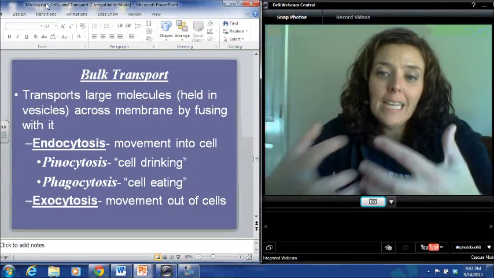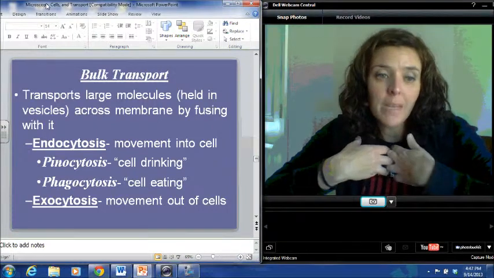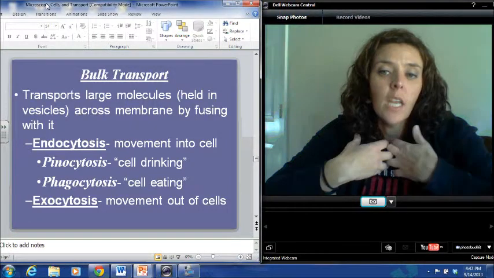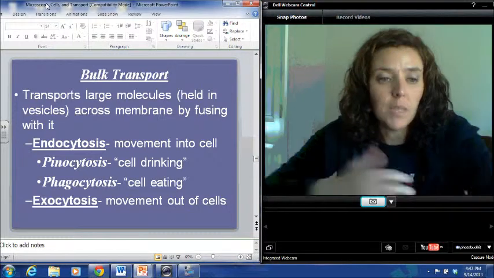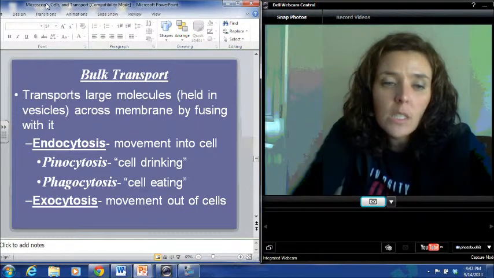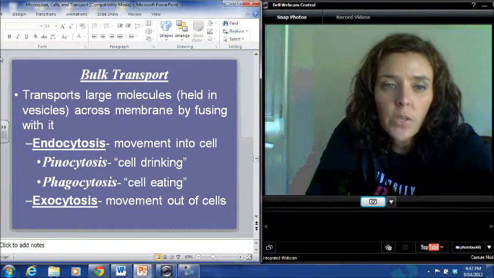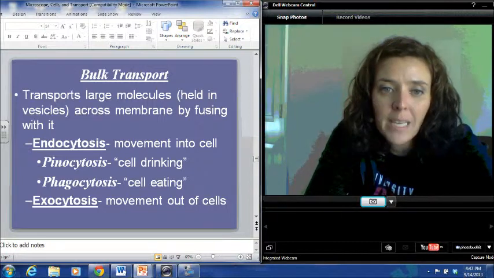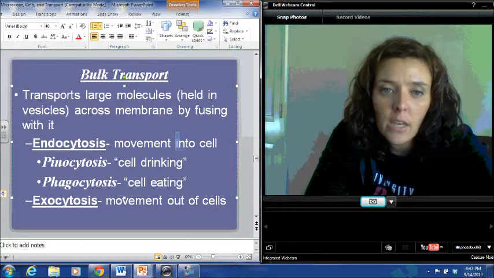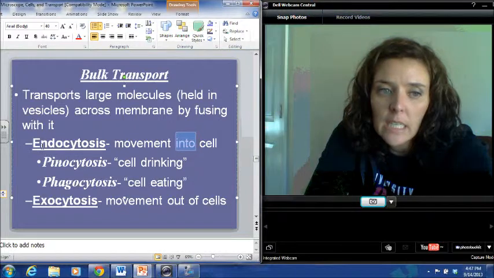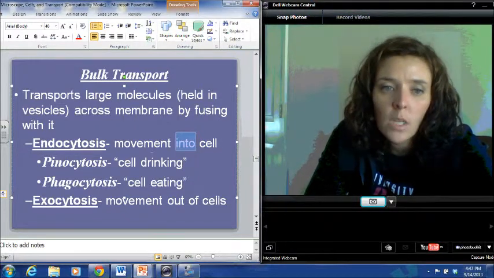One where it's bringing it in to the cell, which would be endocytosis, and one where it's releasing it from the cell, which is exocytosis. Okay, so endocytosis is movement into the cell. Endo, over here you see endo, that means into. And there are two types.